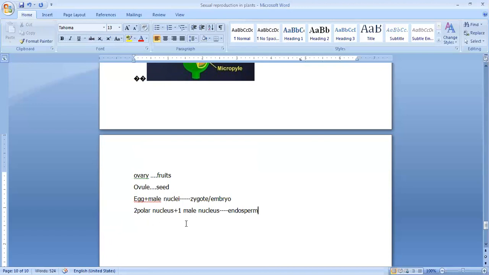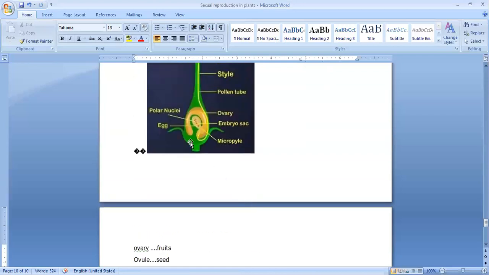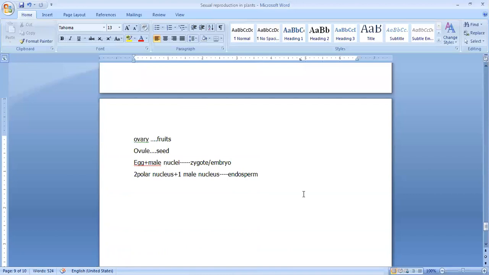Since there are two fusions, one of the egg with a male nucleus, another of the two polar nuclei with the male nucleus, since two fertilizations have taken place over here, it is called double fertilization. So this process is called double fertilization.